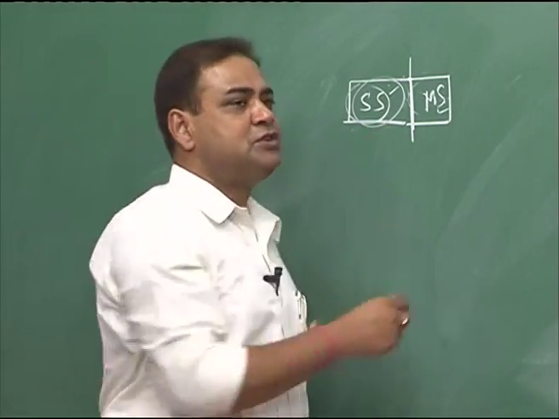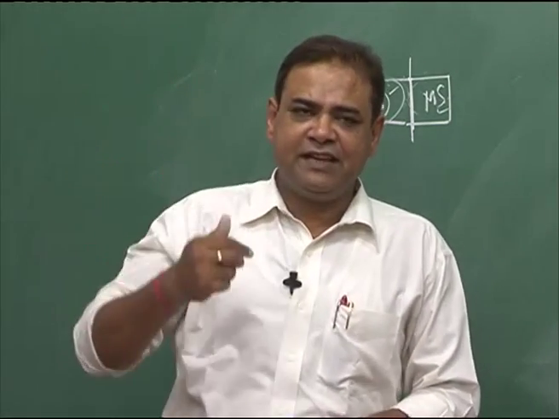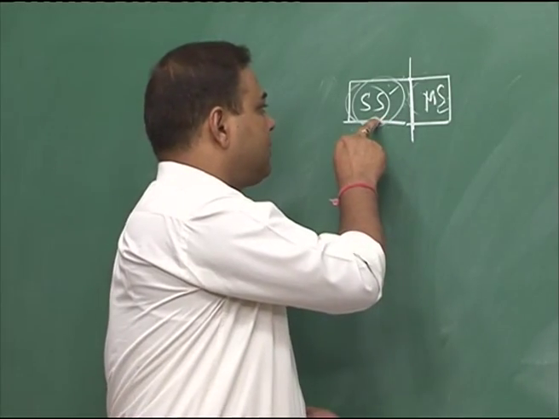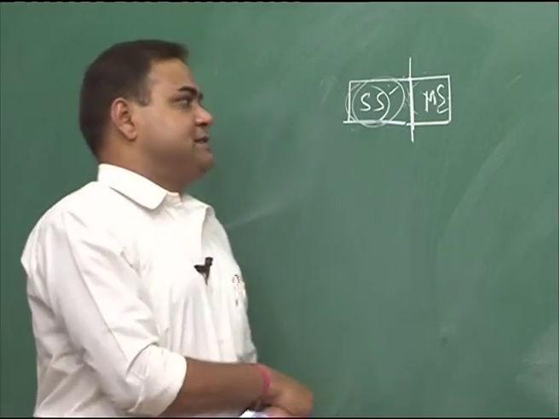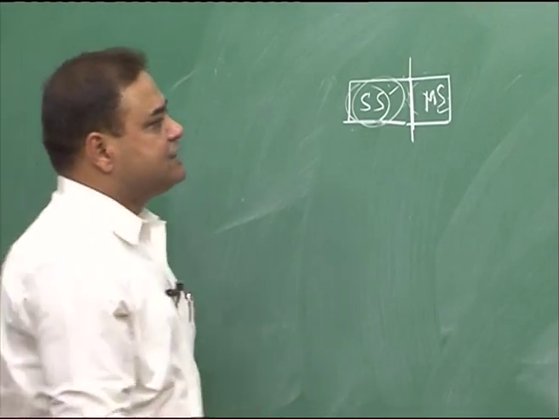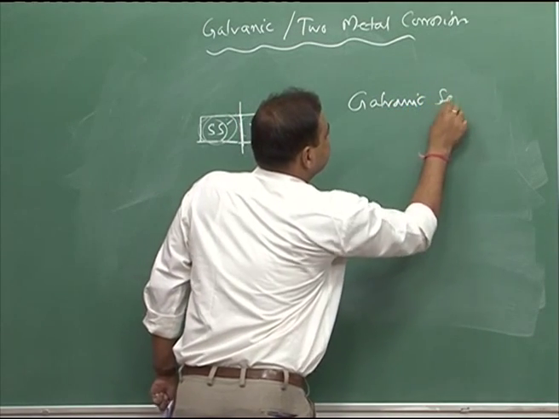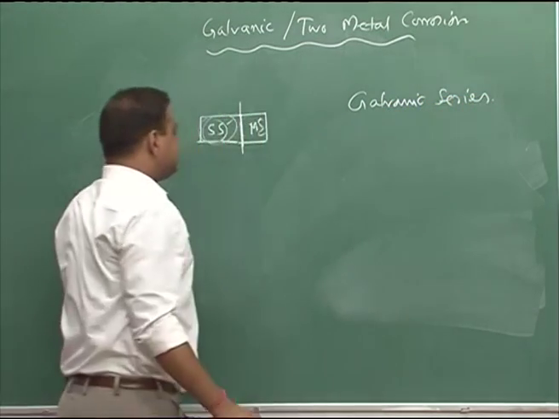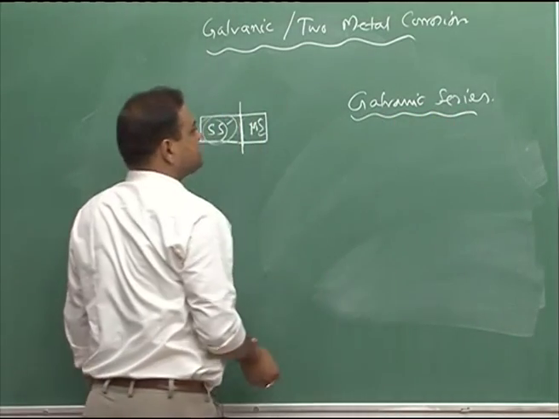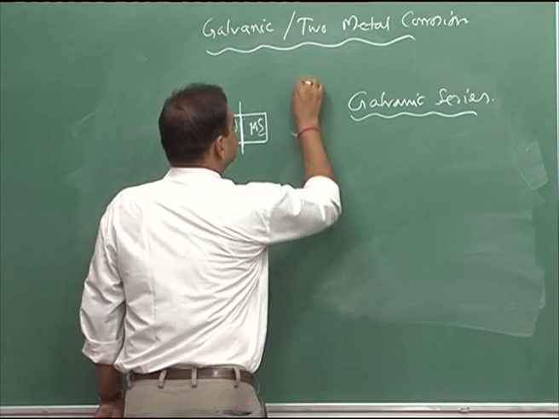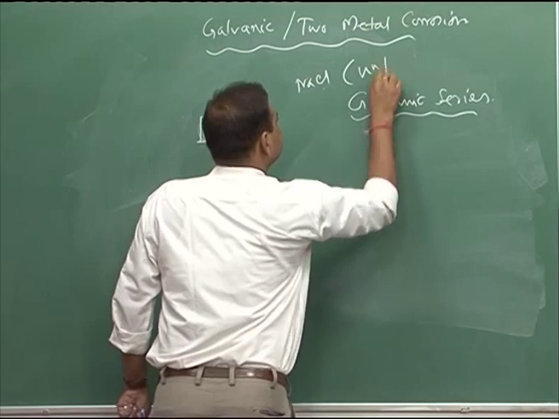The metal which acts as anode would be active in a particular series, and the cathode material will act as the noble metal in that series. Now, I am talking about a series. That series is called the galvanic series, and this galvanic series is for a particular solution, let us say NaCl solution or unpolluted seawater solution.